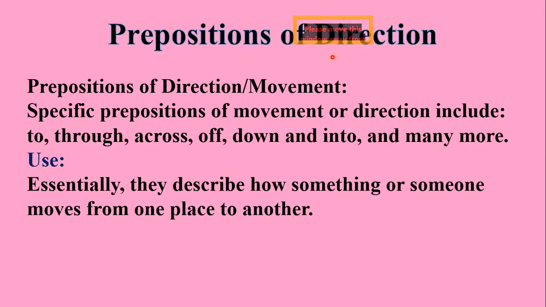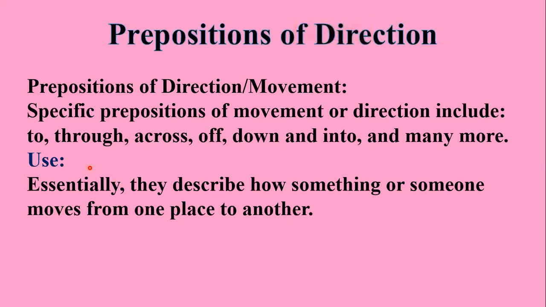Prepositions of direction. Now prepositions of direction or movement are also called prepositions of movement. Prepositions of movement or direction include to, across, through, off, down, and into, and many more. So basically, specific prepositions of movement are to, through, across, off, down, and into, and many more. How can we use them? Let's see. Essentially, they describe how something or someone moves from one place to another. Basically, it's giving a direction.